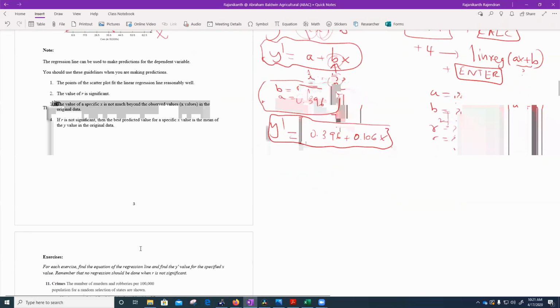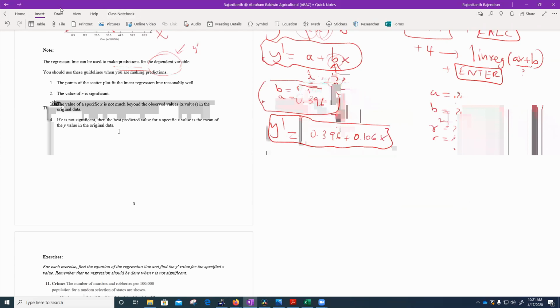The regression line can be used to make the prediction for the dependent variable, right? So we are going to predict for the dependent variable. Dependent is what? Y, right? Literally, we are using y prime here. You should use the guidelines when you are making the prediction.